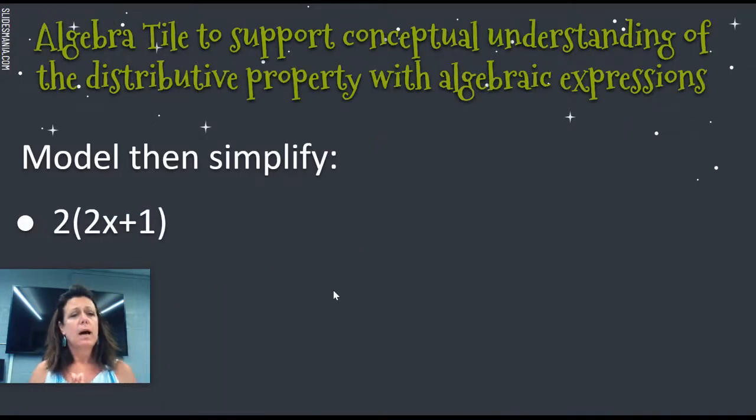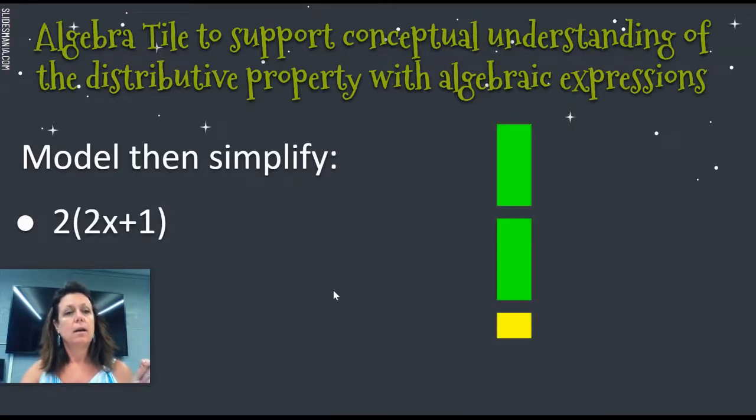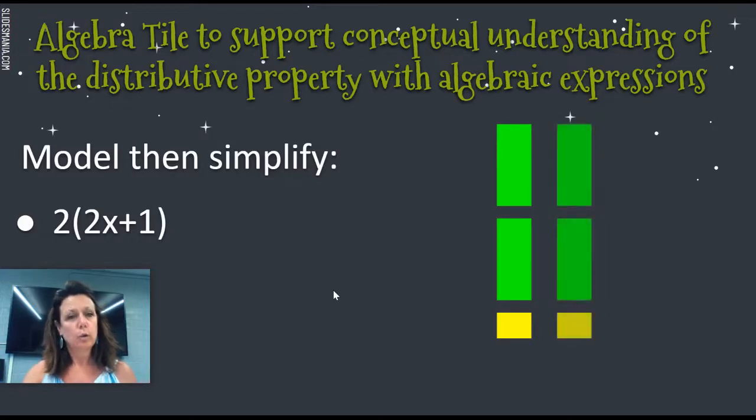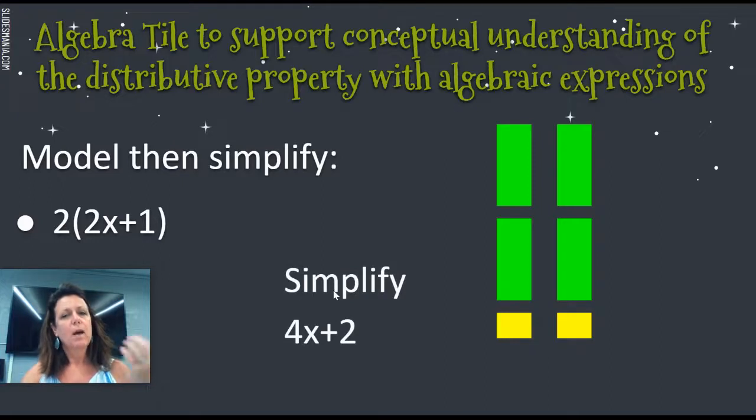Let's look at another one. Now we want to model, then simplify. So here we have 2x plus 1. That's what's inside the parentheses. But how many groups of that do we have? We actually have 2 groups of that. So this is what it looks like. And if we want to simplify that, we now can see that it's 4x plus 2.